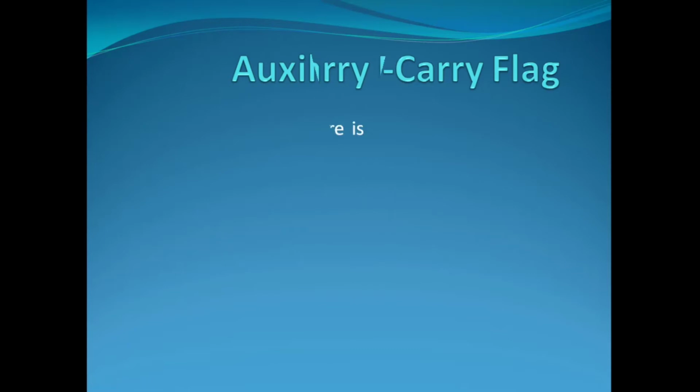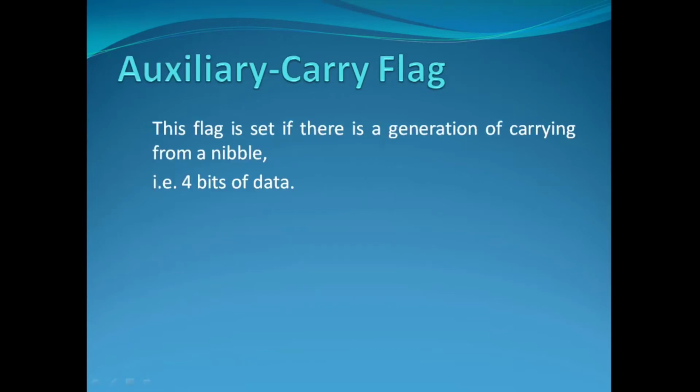Auxiliary carry flag. This flag is set if there is a generation of carry from a nibble, for example, 4 bits of data. When some arithmetic operation generates a carry after the lower half and sends it to the upper half, the AC, auxiliary carry flag, will be 1.